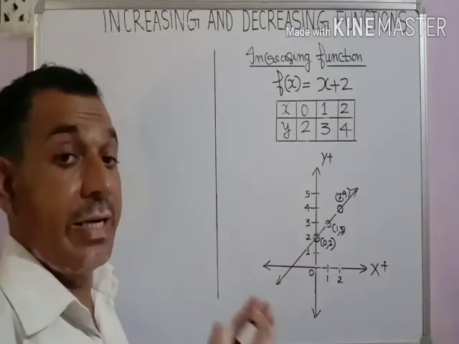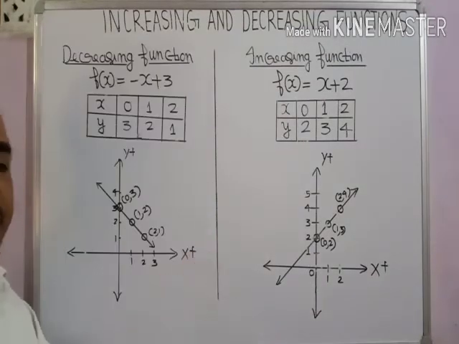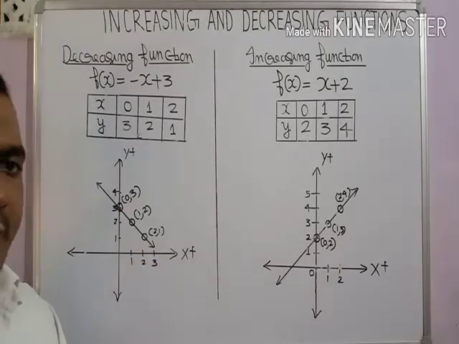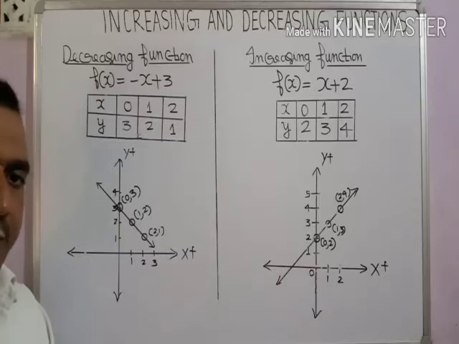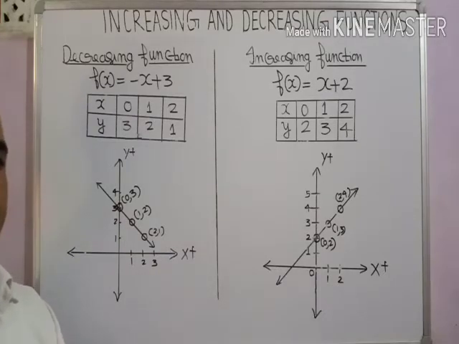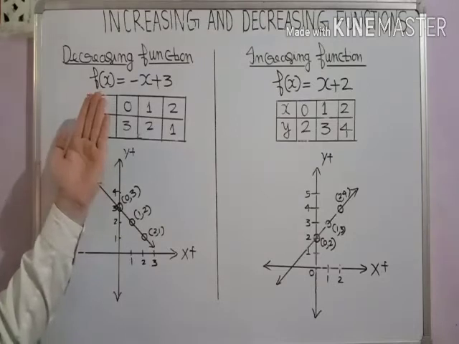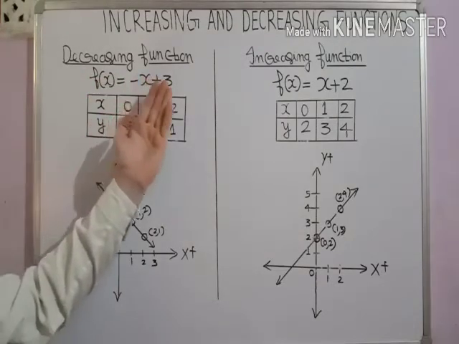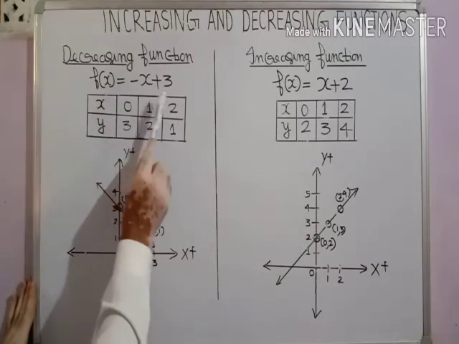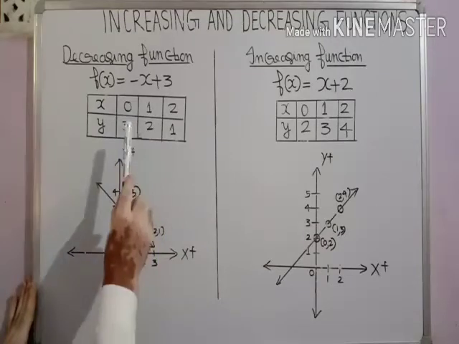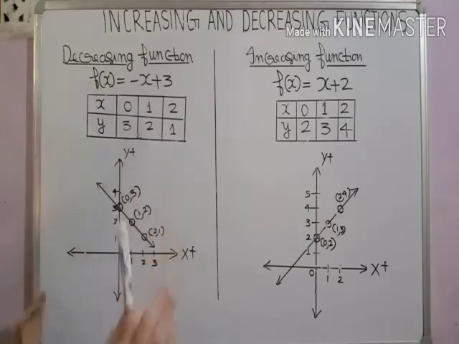Now let us discuss decreasing function. In any function, if x is increasing and f of x is decreasing, then the function is a decreasing function. It means if we increase input and output decreases, then the function is decreasing. I have also taken here a linear function f of x equals minus x plus 3. You see, as we are increasing input 0 to 1, 1 to 2, output is decreasing, 3 to 2, 2 to 1. It means this function is a decreasing function.